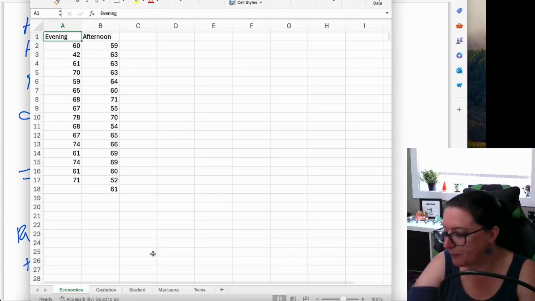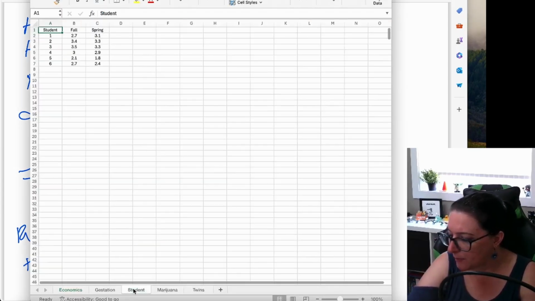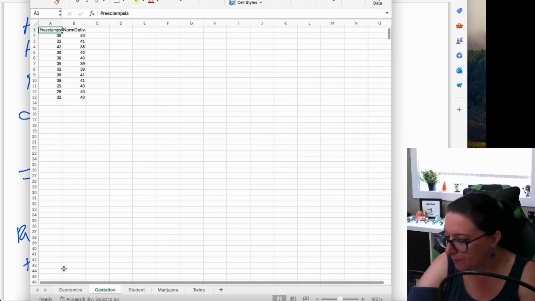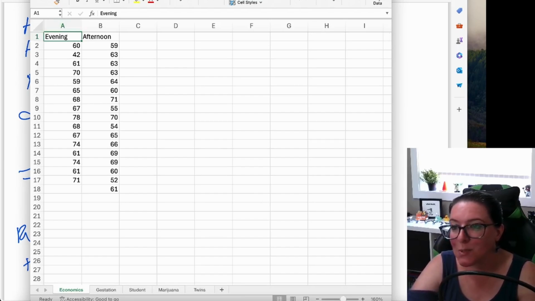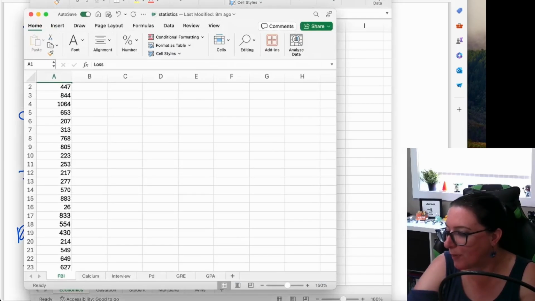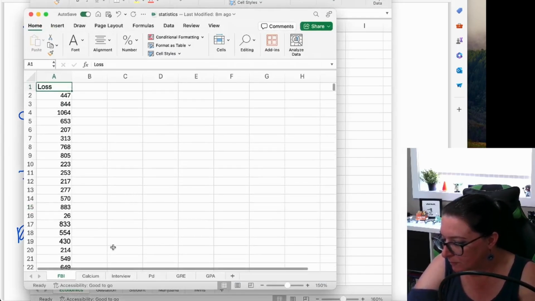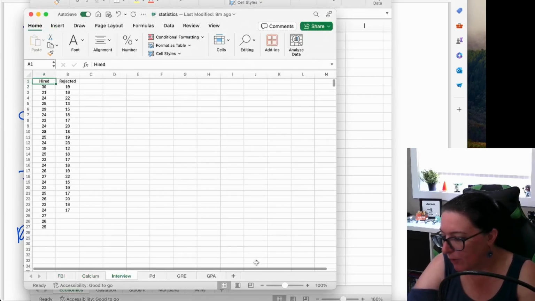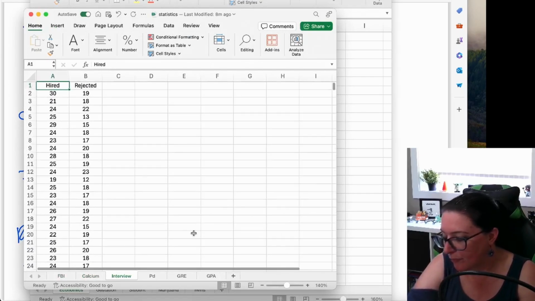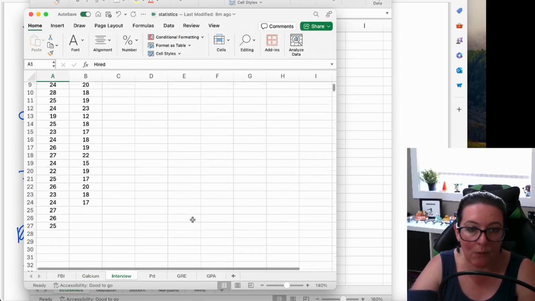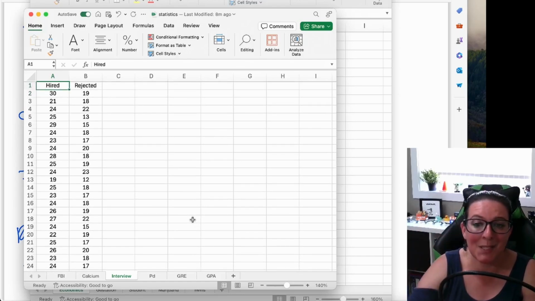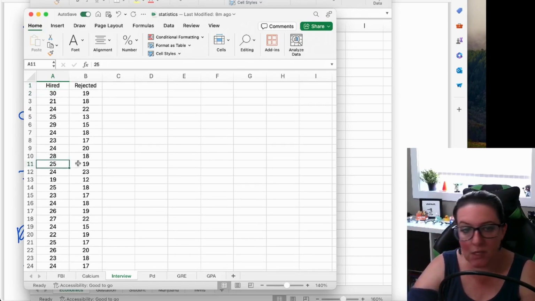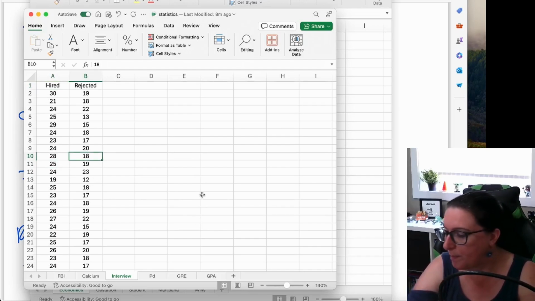Start in Excel. We are finding our data set here. And what is this data set? This data set is not in this one, it is in Stats 1, so let me make sure I open the right one. All right. Interview. So here we have hired and rejected in our two columns. It is an independent sample because the people in this column are not the people in that column.